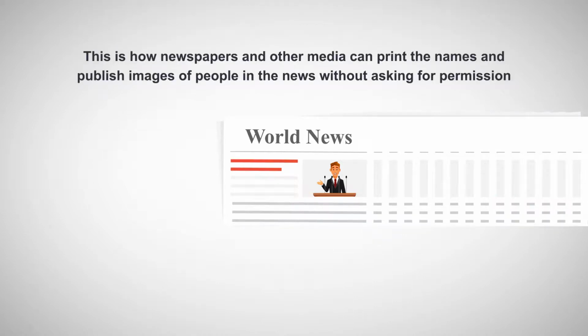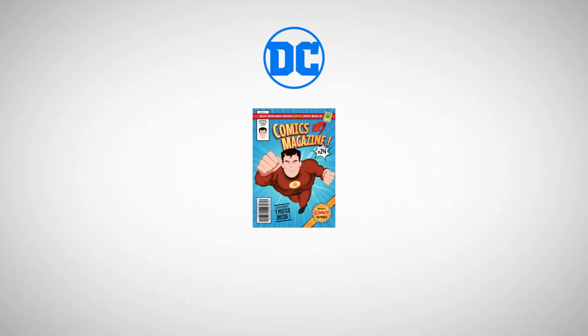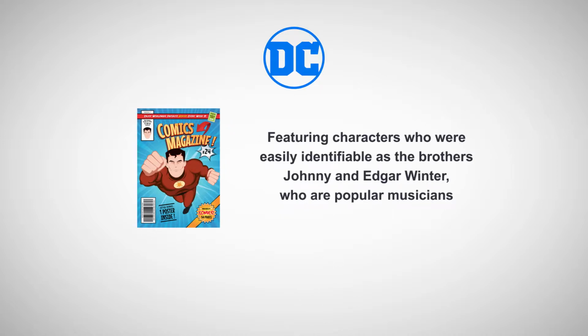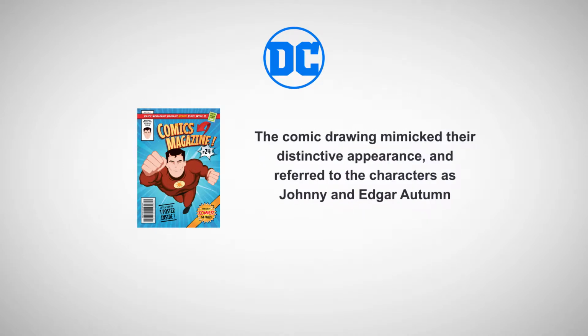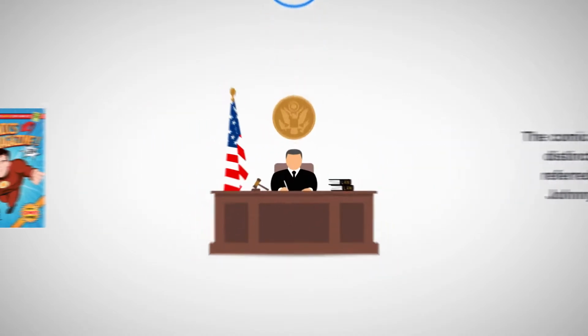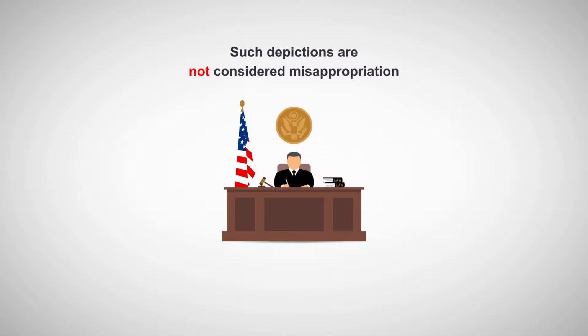This is how newspapers and other media can print the names and publish images of people in the news without asking for permission. Finally, the First Amendment may also protect creative expressions which use recognizable identities as features of the creative works. In one case, DC Comics published a comic featuring characters who were easily identifiable as the brothers Johnny and Edgar Winter, who are popular musicians. The comic drawing mimicked their distinctive appearance and referred to the characters as Johnny and Edgar Autumn. The court ruled that such depictions are not considered misappropriation.